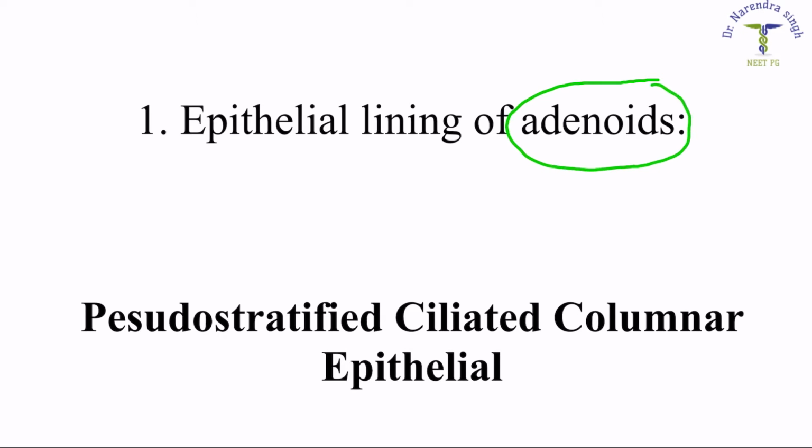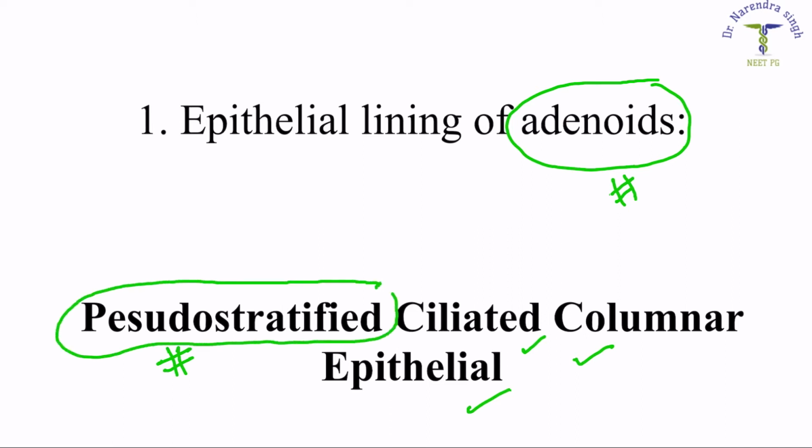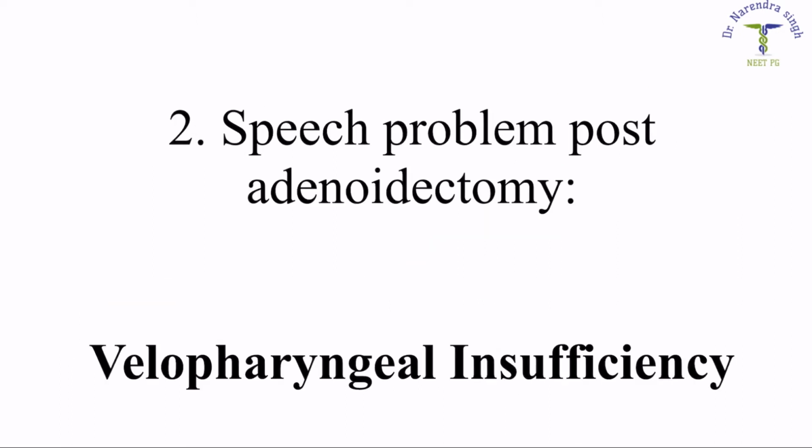So, what is the epithelial lining of adenoids? Adenoid has a pseudo-stratified ciliated columnar epithelium. Since most of the respiratory tract is lined by respiratory epithelium, which is pseudo-stratified and ciliated to clear out the mucus, and columnar epithelium. So, you have to remember this. Adenoid is lined by pseudo-stratified ciliated columnar epithelium.